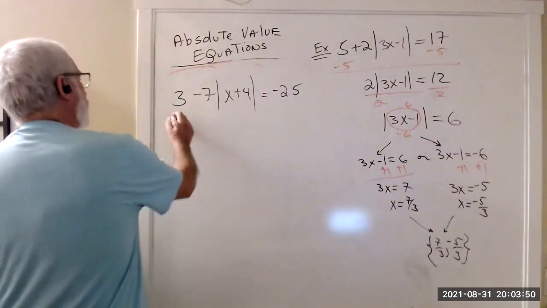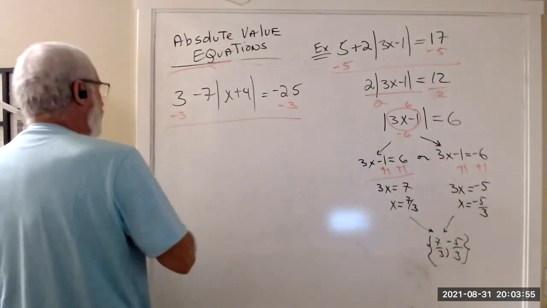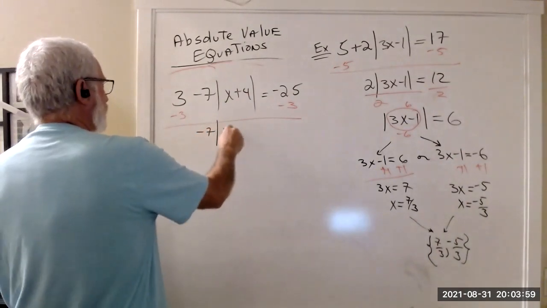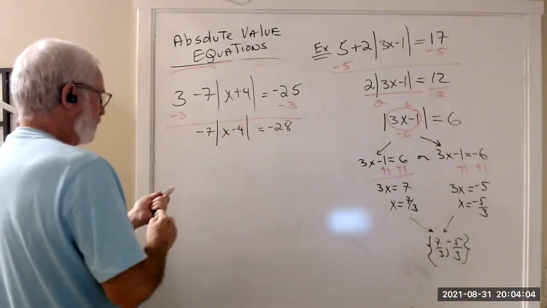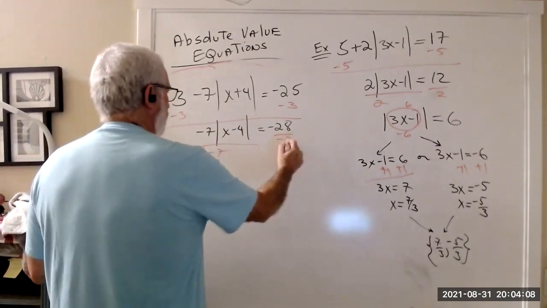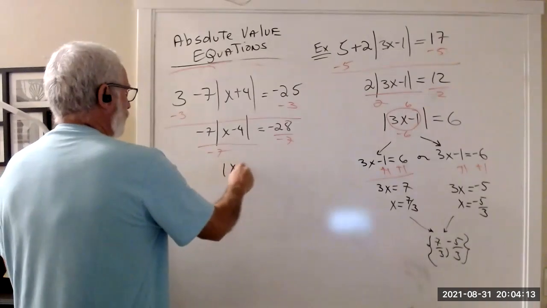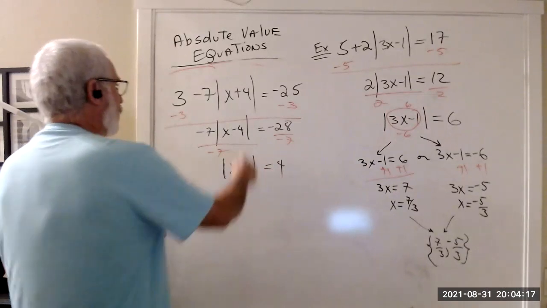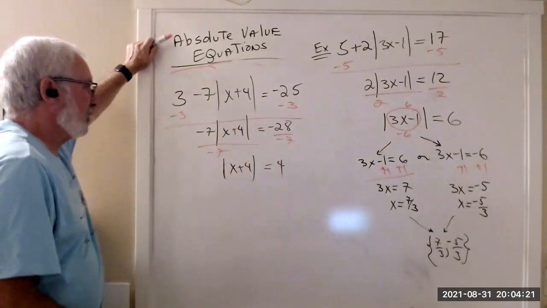I'm going to take 3 away from both sides. Based upon our last discussion, we'll go after the 3. So that's negative 7 times the absolute value of x plus 4 equals negative 28. Divide both sides by negative 7. And I get the absolute value of x plus 4 equals 4. Copied wrong. That screws it up royally.